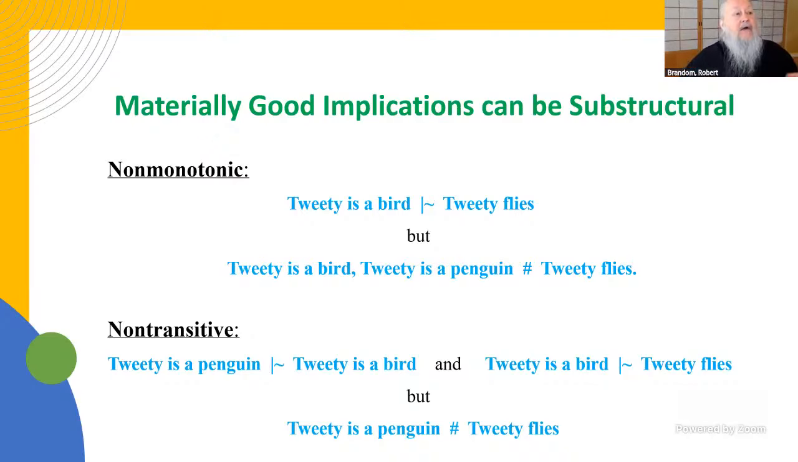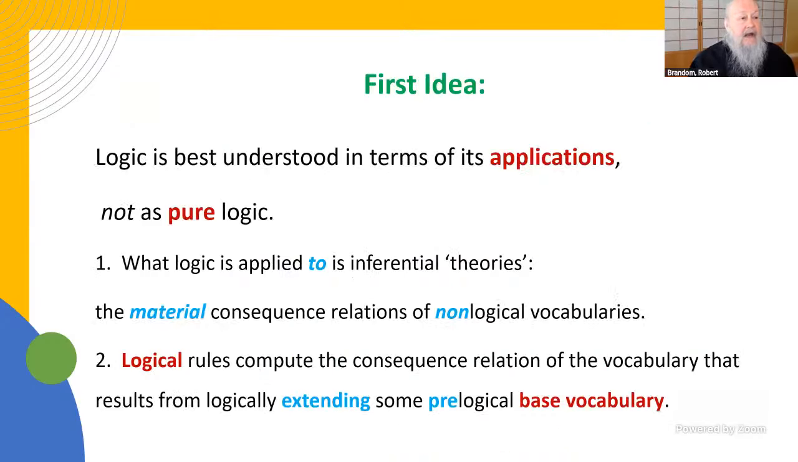Again, this structural mismatch raises an issue. Is there anything that logic can tell us about these non-transitive, non-monotonic, at least in a global sense, relations? So I think the answer is yes. We can still use logic, but we need to think about logic a little bit differently. I'm going to suggest that there are three different perspectives we need to take on it.